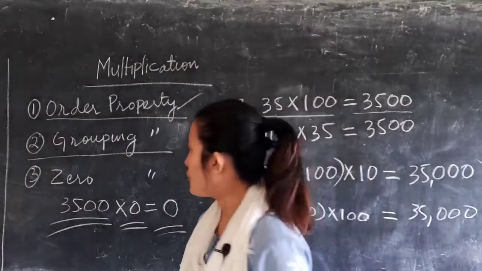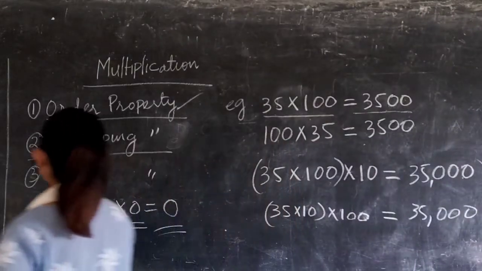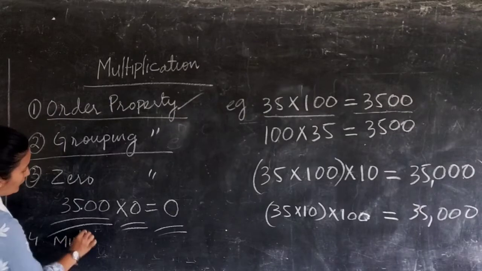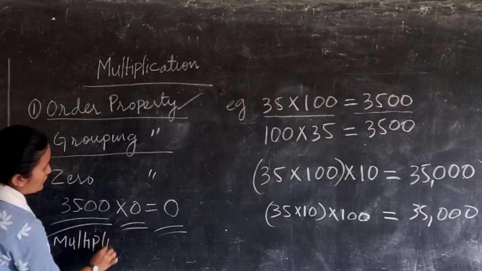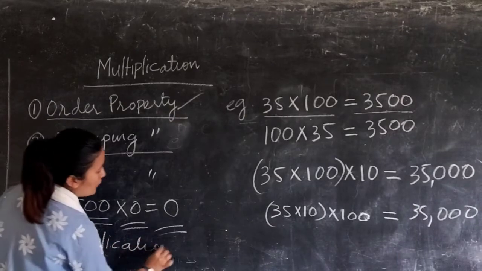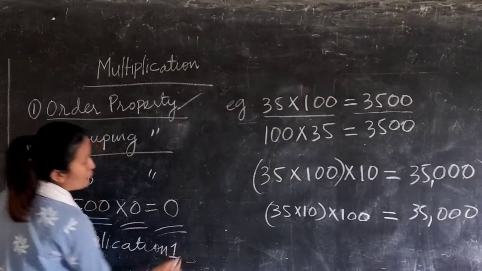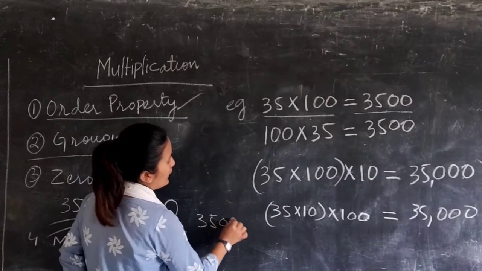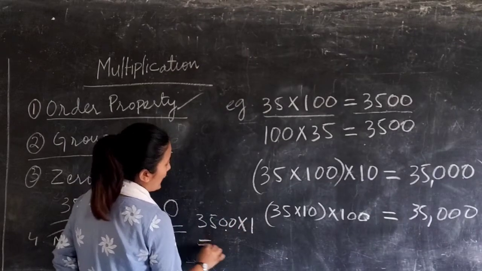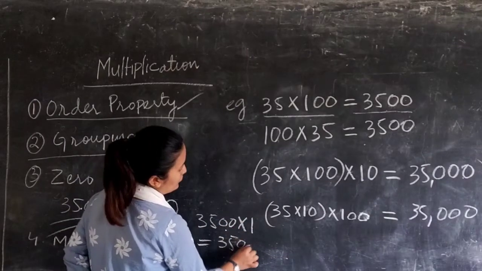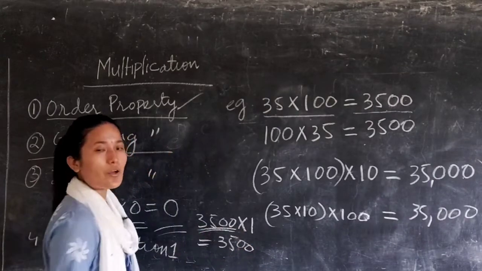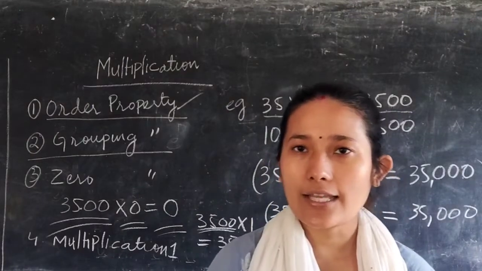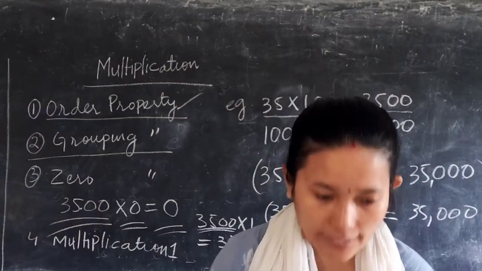Okay, one more property, that is multiplication by 1. So what does this mean? If you have any number, let us take 3500 only, and if you multiply it by 1, your answer would be the number itself. So if you have any number and you multiply the number with 1, the answer that you would get would be the number itself.